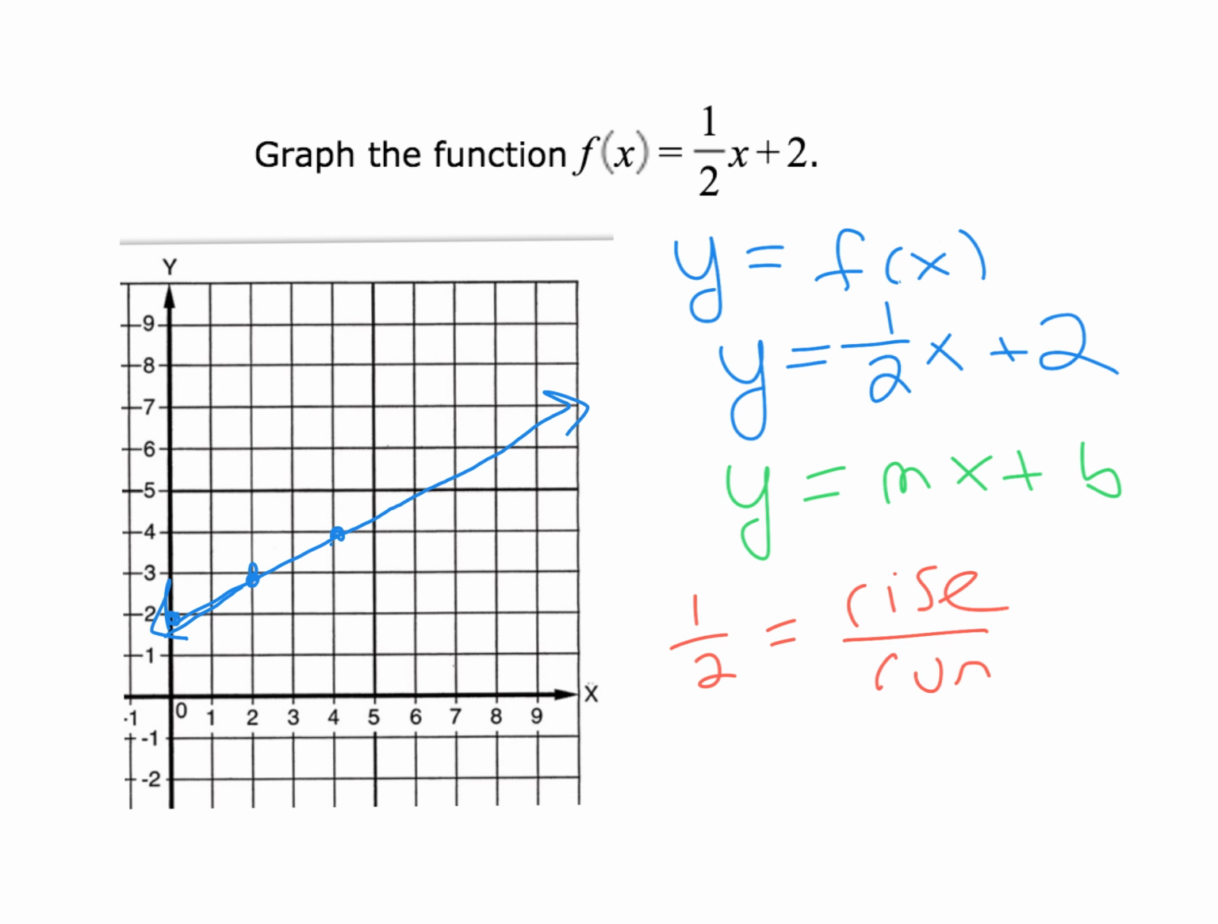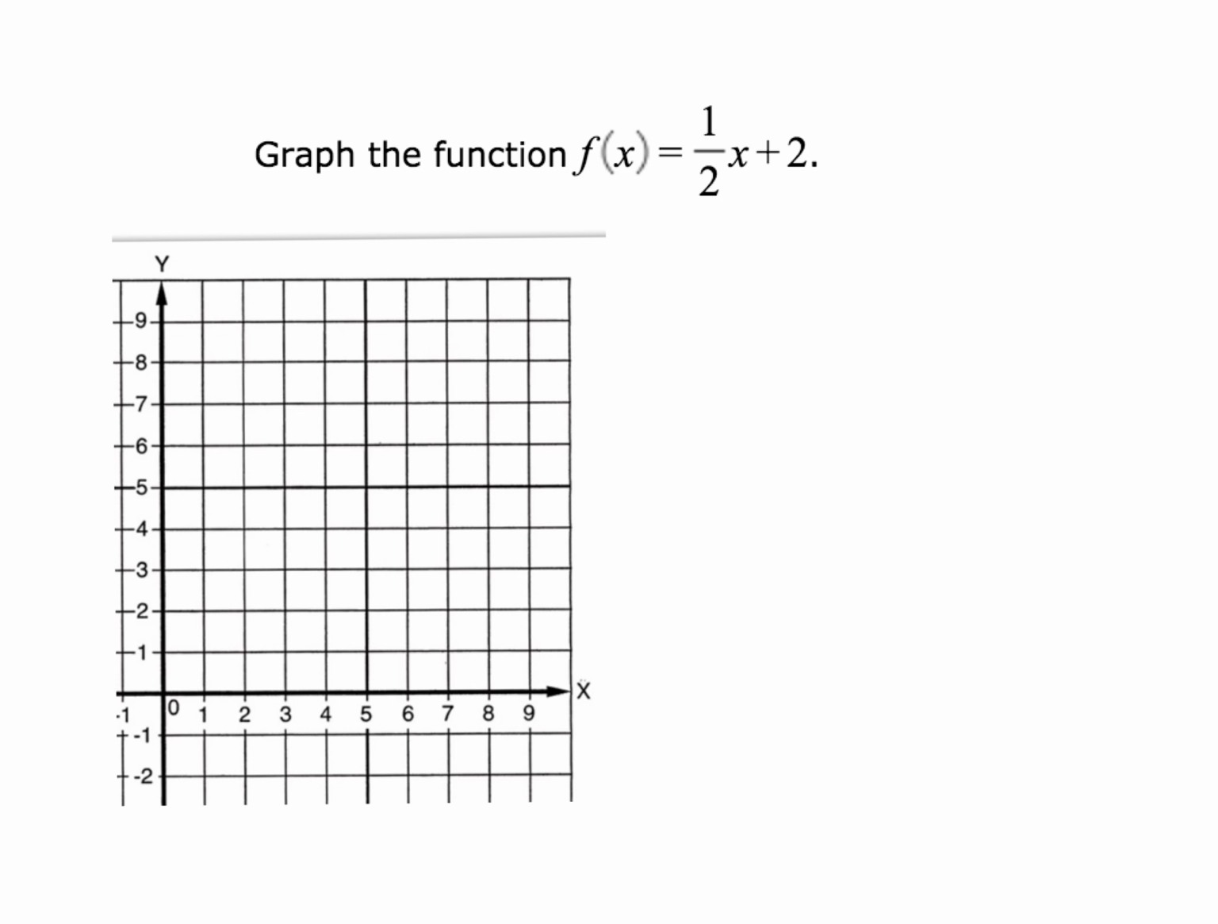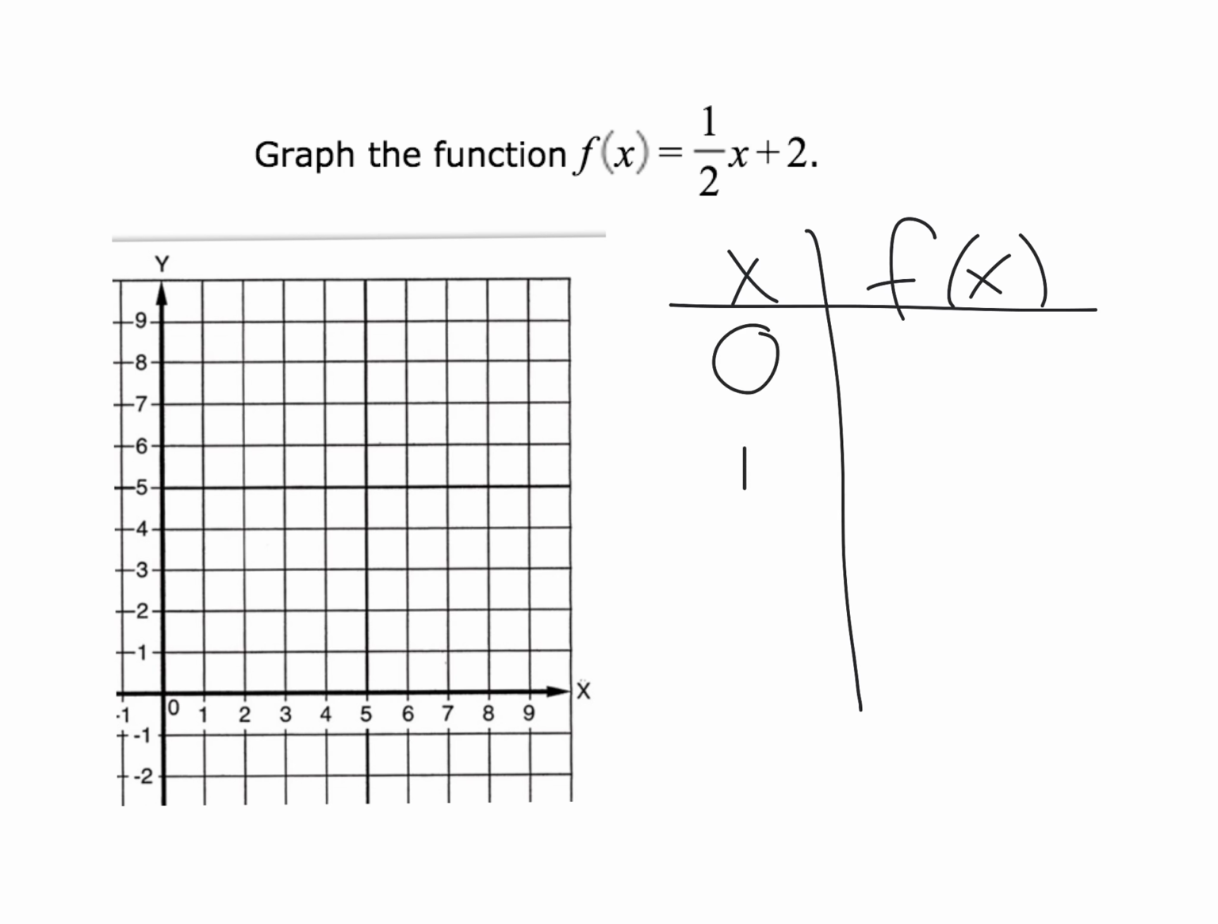Another way to do it is to just plot some points, because we do have a function. So we can set up a little table and say, okay, when x is this, what's f of x? And plot some points, and we know it's a linear function, so it's going to make a line. So let's see what happens when x equals 0, when x equals 1, when x equals 2. Let's do when x equals 4.